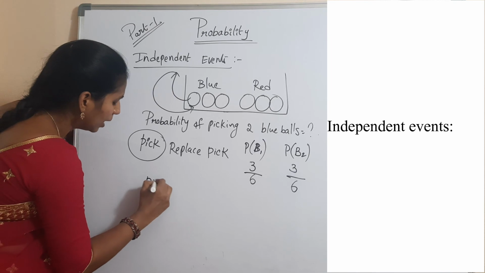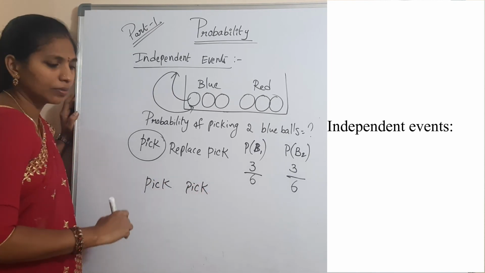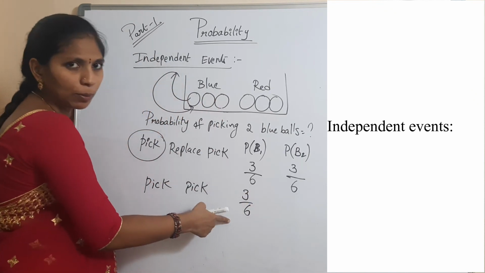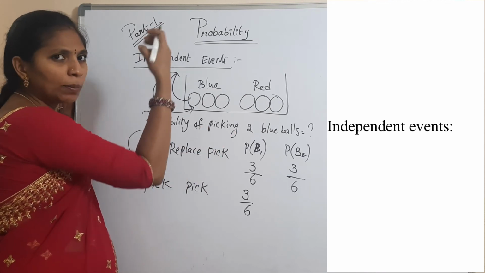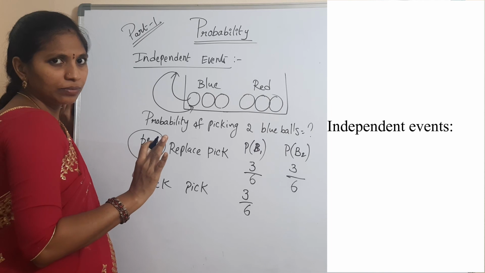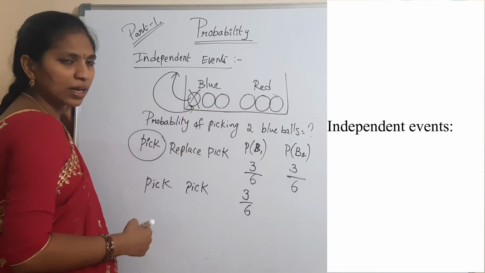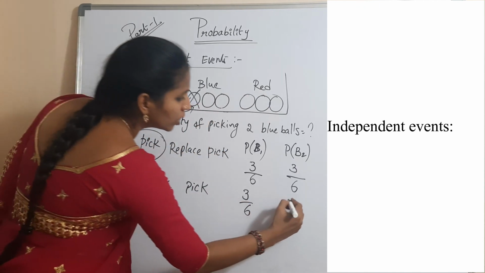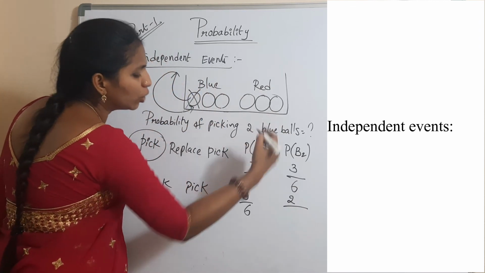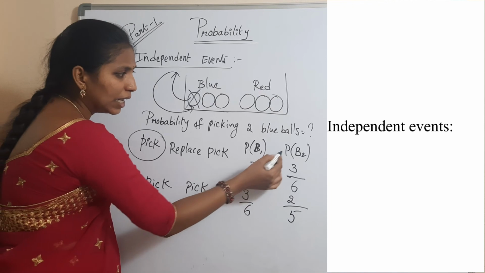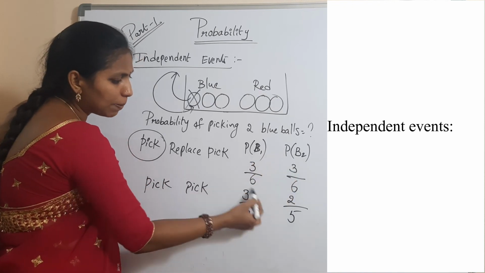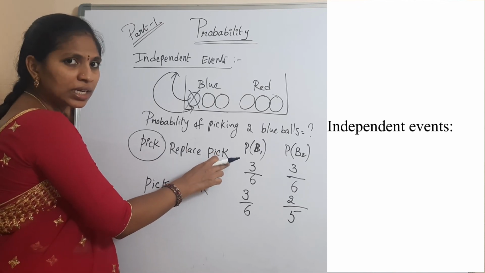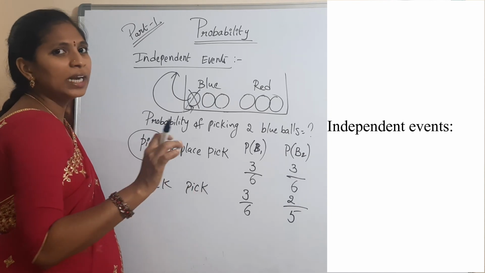See next one. Pick and pick. First of all, pick a blue ball from this container. 3 by 6 is the probability. After picking, I am not placing that ball again into that container. So, how many balls remain? 5. And blue balls are only 2. From these 2 balls, I want to pick another ball. So, 2 chances. 2 by how many total balls? 5. Here, B2 depends upon B1. These are not independent events. First one is independent events. Second one is not independent events.